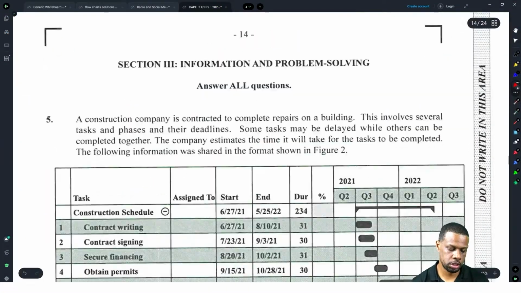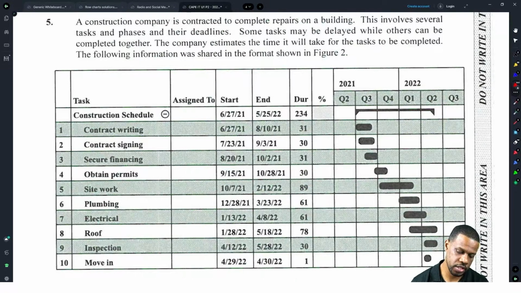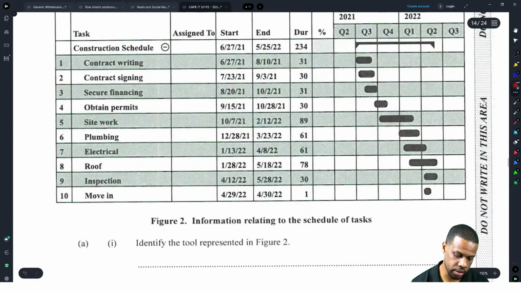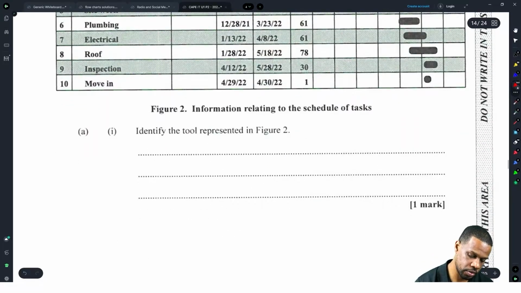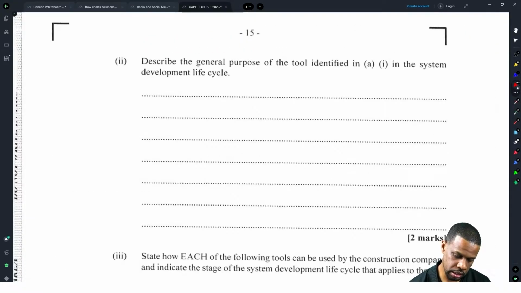Let's go, module 3. A construction company is contracted to do simple repairs. This involves several tasks and phases, and they have a picture of a Gantt chart. Okay, cool. Identify the tool represented. A Gantt chart. Identify the tool represented in figure 2, which is a Gantt chart, right? Describe the general purpose of the tool in the system development life cycle.